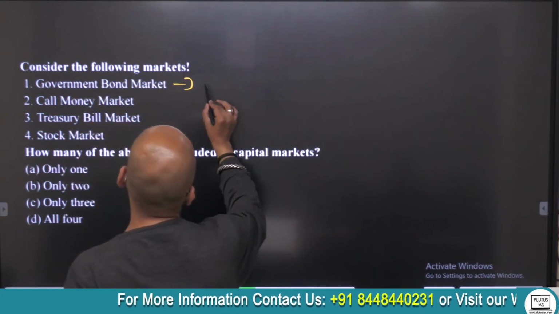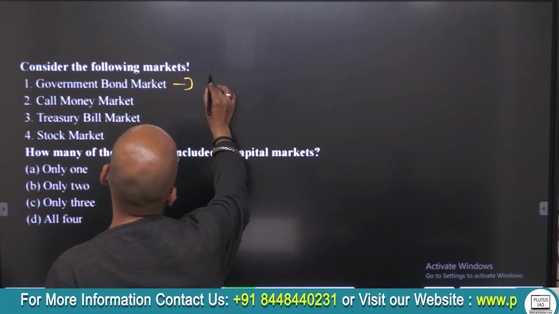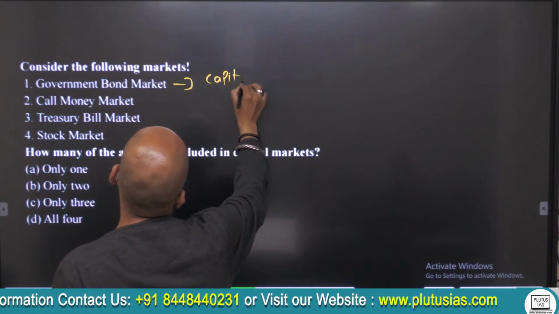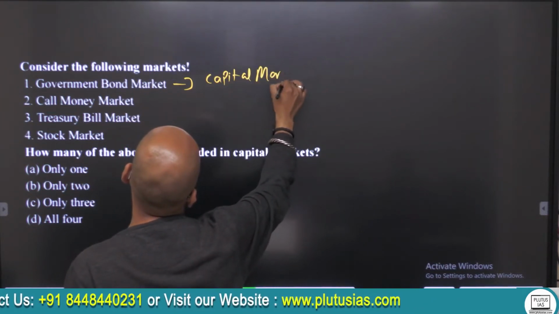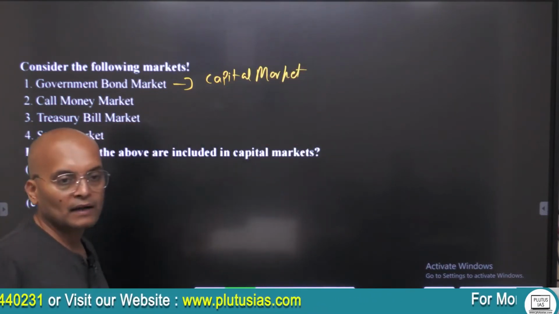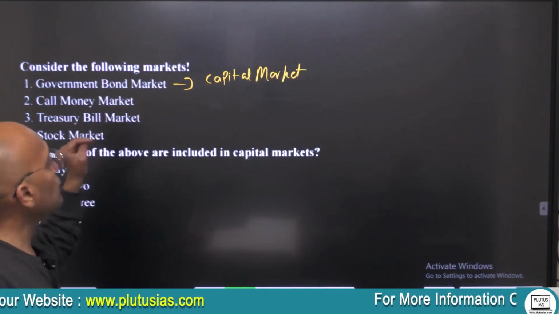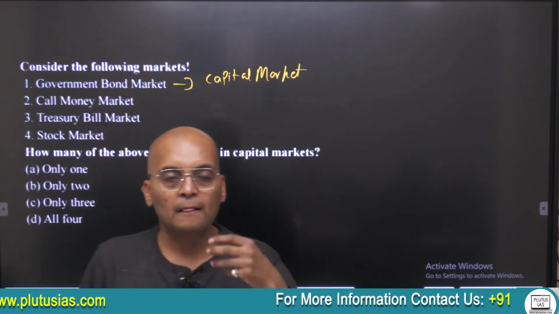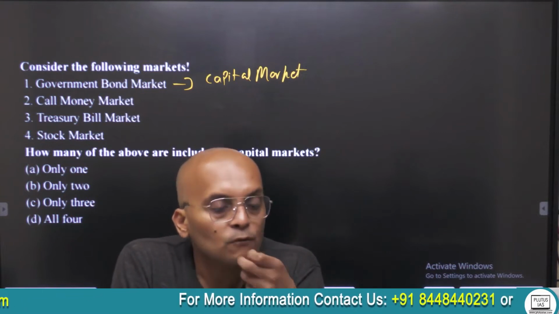So this is the concept of financial market, or capital market, you can call it. Long-term market means capital market. Short-term market is money market. Call money. What is call money?